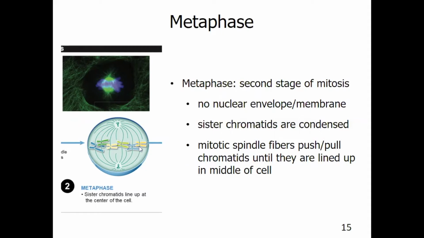These sister chromatids have lined up in the middle of the cell because these protein fibers in the mitotic spindle have latched on to the sister chromatids and physically pushed and pulled them until they are lined up in the center of the cell. Notice that in metaphase, there is no nuclear envelope or nuclear membrane because we got rid of it during prophase. So during metaphase, the cell actually does not have a nucleus.